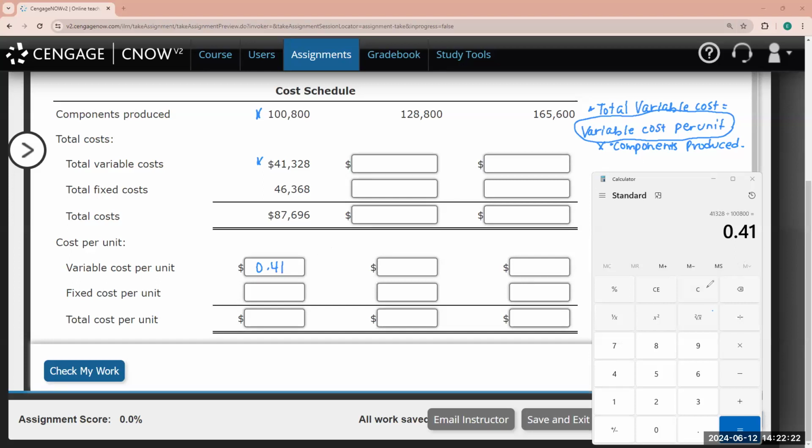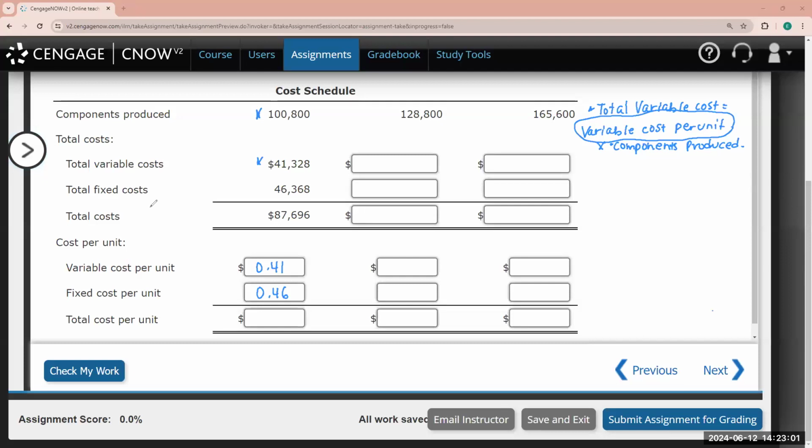And now the next thing is for us to determine our fixed cost per unit. Our total fixed cost we see is $46,368, and we divide it by our components produced. This gives us a fixed cost per unit of 46 cents. The same way that we calculated our fixed cost per unit, and I'll just write some of these things here on the side so we can see how we calculate it.